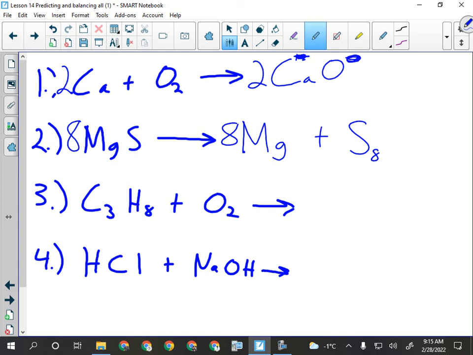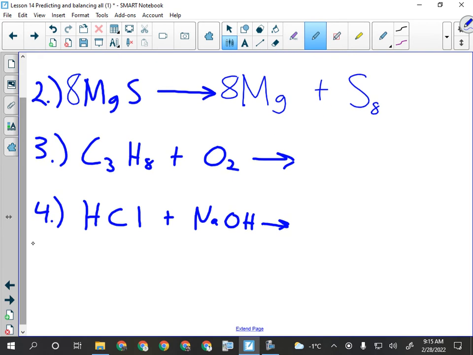How many people have done the third one? Okay, so the third. What kind of reaction is number 3? It's a combustion reaction. What are always the products of a combustion reaction? Right. Carbon dioxide and water are always our products. So there's no figuring to do here. That's just something you have to memorize.